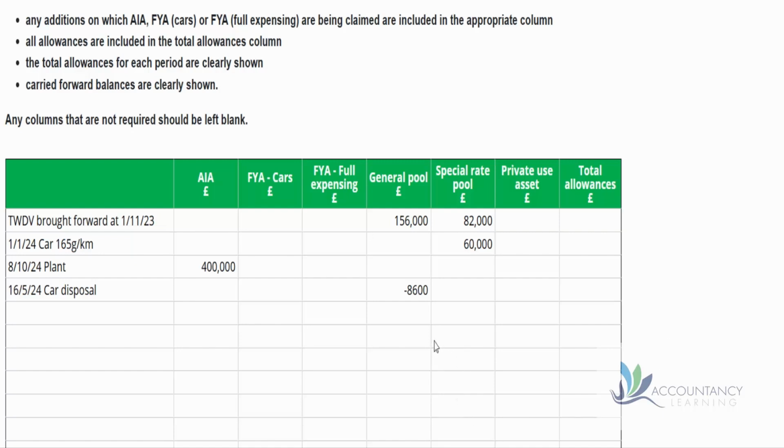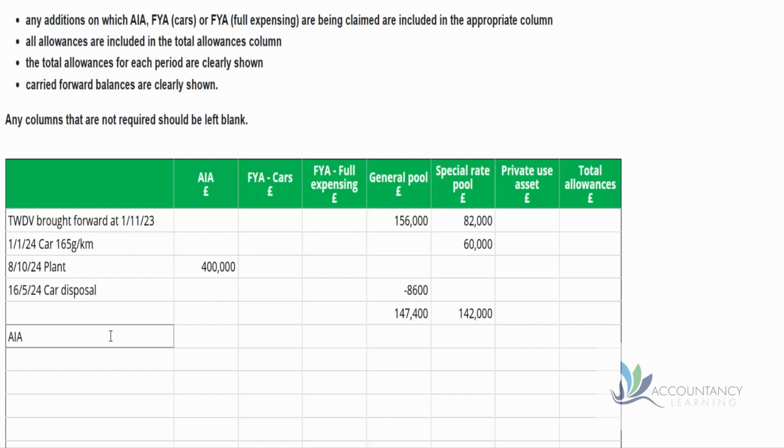Okay, so what we can do now is start working out some of our allowances. But before we do that, we'll need some subtotals though. So let's put our subtotals in for the general pool. We have 147,400. And for the special rate pool, we have 142,000. Okay, so those are our subtotals. And then we can work out our allowances.